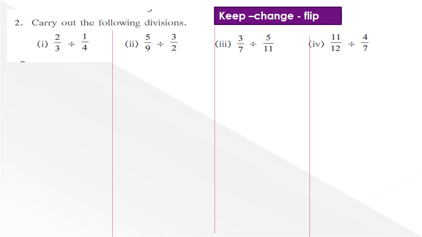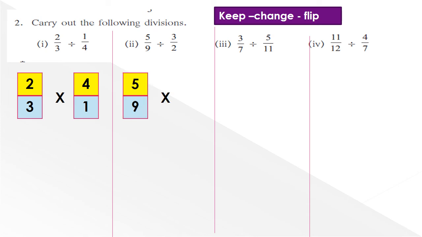Okay. Now carry out the following division. Keep, change, flip. What is our rule? KCF. Keep, change, flip. So first sum 2/3 divided by 1/4. Keep, that is the first as it is. Change, division changes to multiplication. And flip, 1/4 becomes 4/1. And so the answer is 2 4s are 8.